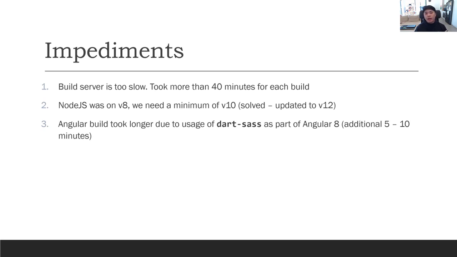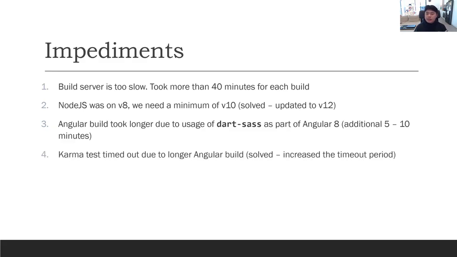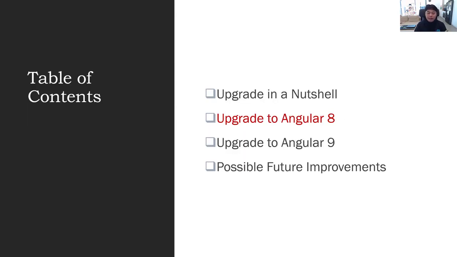And also, this is quite new. Starting on Angular 8, Angular uses Dart Sass instead of Node Sass. Because of that, we got about a 5 to 10 minute bump in build time due to the number of SCSS or CSS files that we have in the TimePro project. Also, Karma tests timed out due to the longer build time. However, we fixed it by increasing the timeout period.